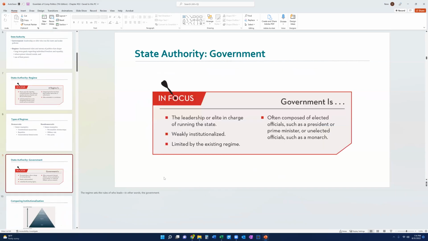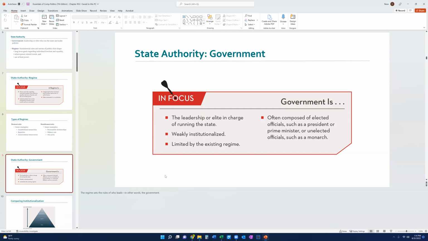And the book makes a point of emphasizing that, again, the leadership or elite in charge of running the state is going to be government. The government's going to be very weakly institutionalized, meaning it's not going to be considered very strongly official. It's going to be not self-perpetuating. It's going to change a lot from time to time.